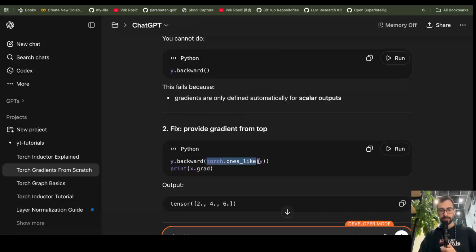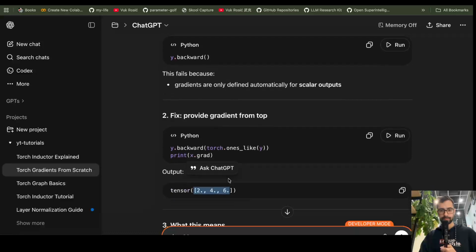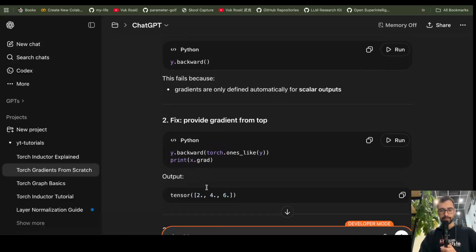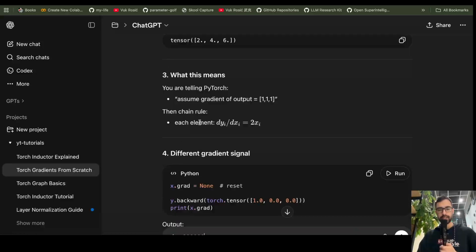It's just a vector of all ones. The shape is the same as y, and then we call y.backward with that initialization, and it's going to work when we print x.grad. You are telling PyTorch to assume the gradient of the output is 1, 1, 1, and then using the chain rule to calculate all of the values here.